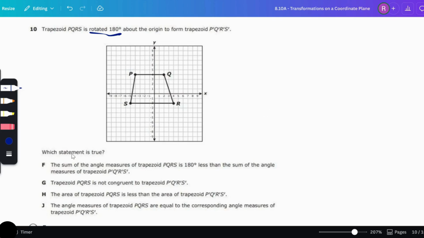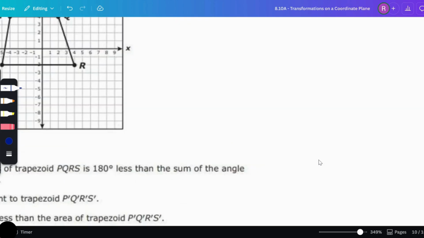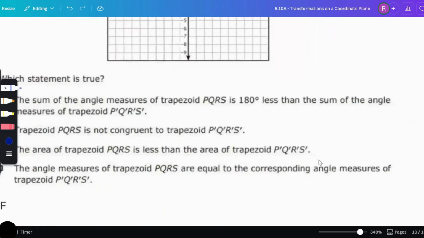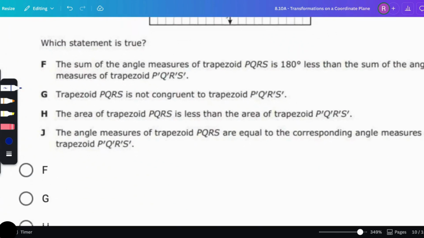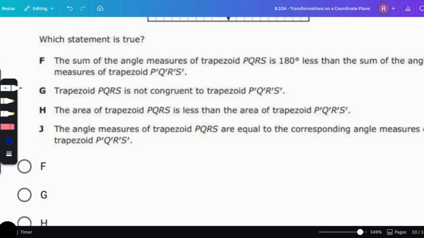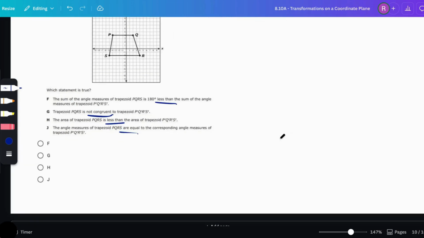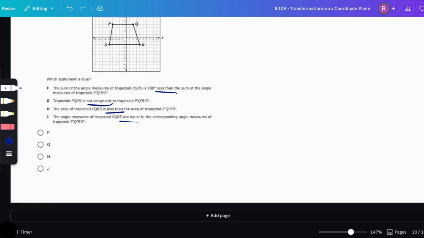Which statement is true? Answer this also. I have told you only one out of the four types of transformation changes size. So this one says is less than, this one says it's not congruent, this one says it's less than, and this one says they are equal. Which one is true?